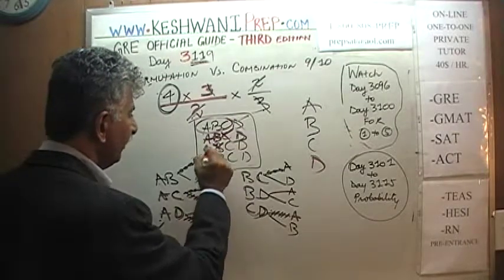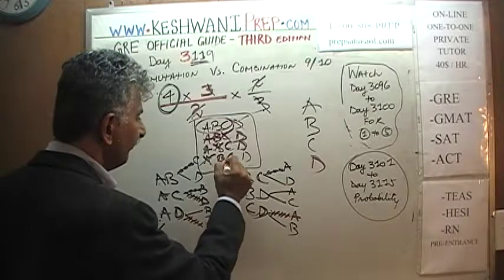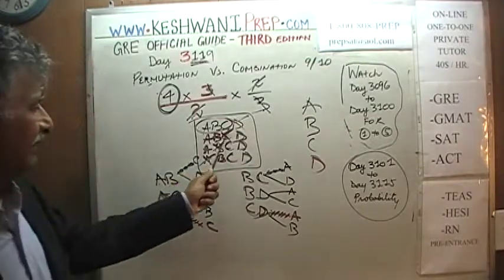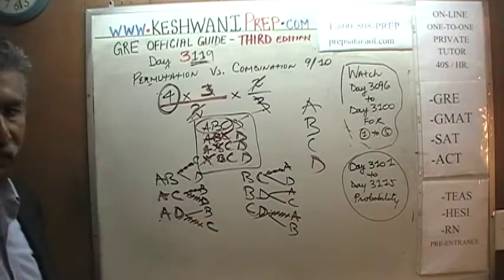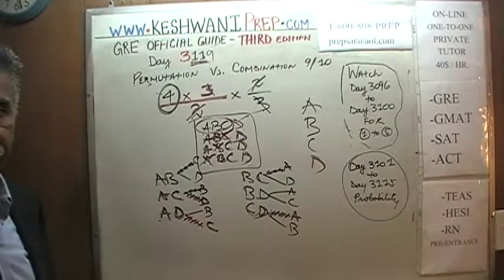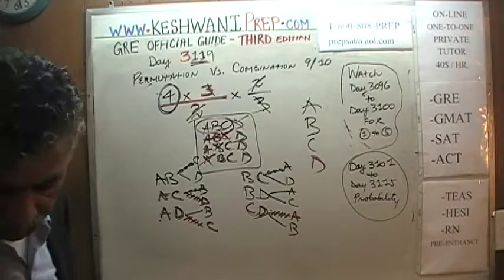These are the four ways you can pick your three people. You can either have ABC or ABD or ACD or BCD. There is your math. Do you understand? Now let's do the eight people.